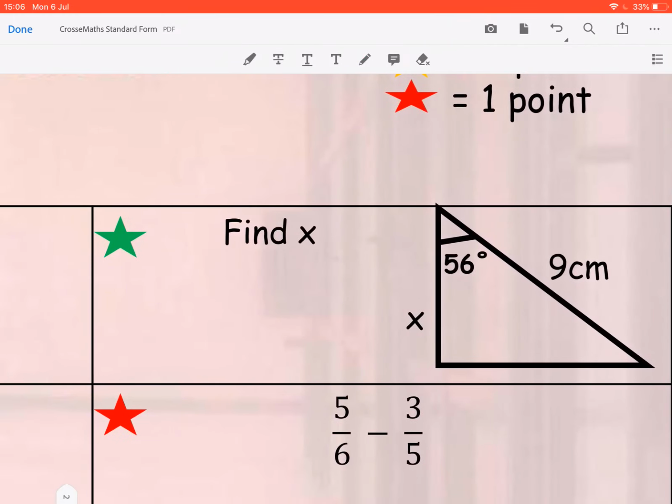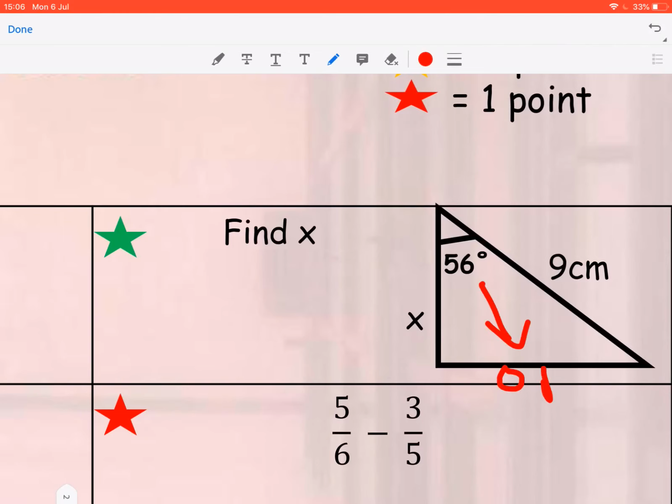Bit of trigonometry. Get good at labelling the sides. First of all, I've got my opposite. Then I've got my hypotenuse. Then I've got my adjacent. Once you're there and you've done those things, you write down SOHCAHTOA.